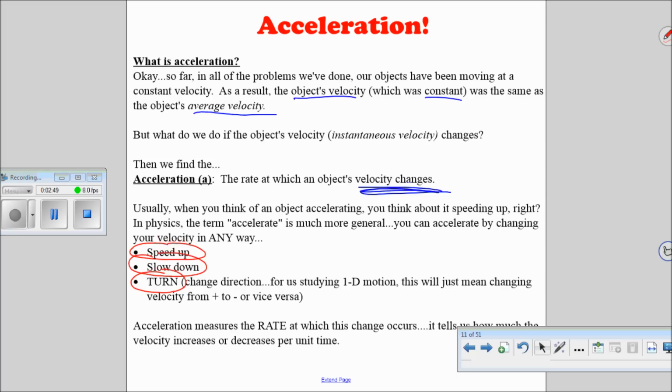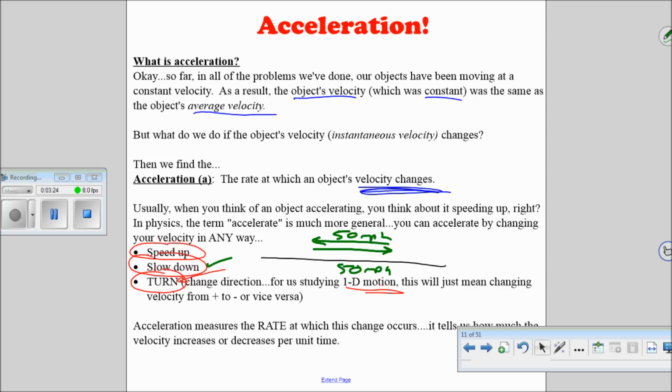Now, in this chapter, because we're dealing with one-dimensional motion, this turn option is really not going to be a possibility. Because if you're traveling along a straight line, I guess you could turn by changing from going forwards to going backwards. But realistically, an object can't go 50 miles an hour this way and then turn around and suddenly start going 50 miles an hour the other way, without slowing down. So anyway, I'm getting way ahead of myself.